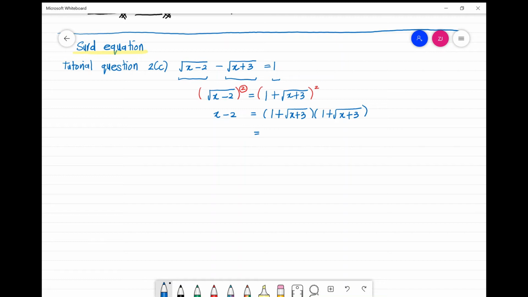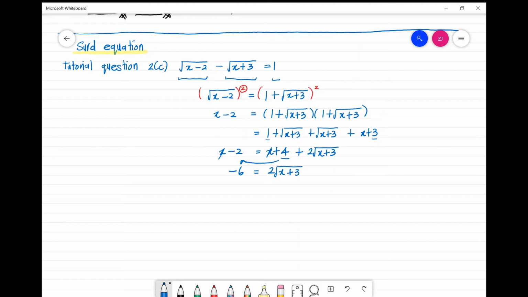Okay, we're going to expand this bracket. So we'll have 1 plus surd x plus 3 plus surd x plus 3. And surd x plus 3 times surd x plus 3 will give us x plus 3, which means the surd will be gone. So we simplify this, 1 plus 3 will give us 4. Then surd plus surd will give us 2 surd x plus 3. Then we rewrite the left hand side, x minus 2. So remove all terms without the surd to one side. So you can see x minus x, then we bring the 4 to the left hand side. So we will have negative 6 equals to 2 times surd x plus 3.